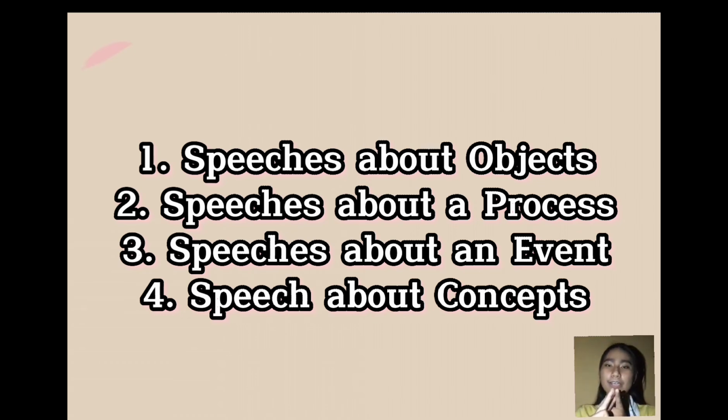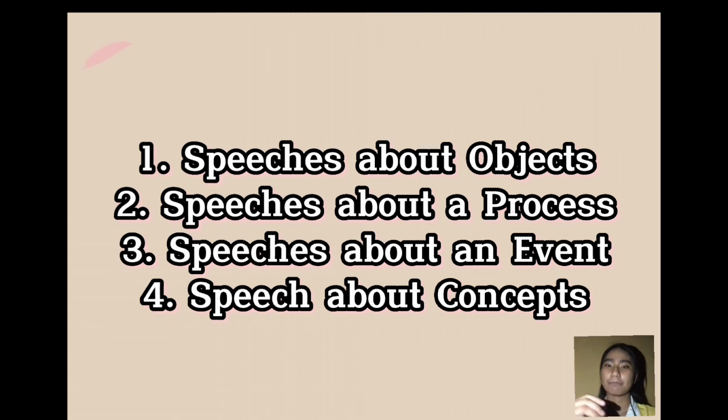The second one is speeches about process. This speech simply says you want to tell the audience how to do something or how a specific object works. Example, you are watching on YouTube how to cook this or that. The video you are watching is the type of process speech. Yes. Now, the next one is speech about event.